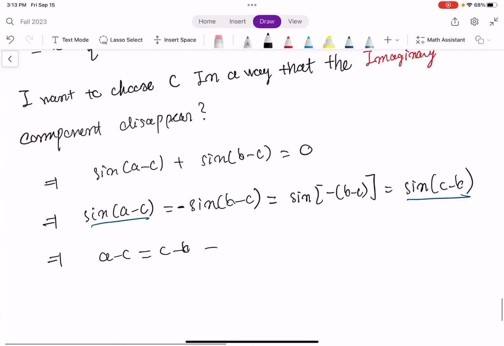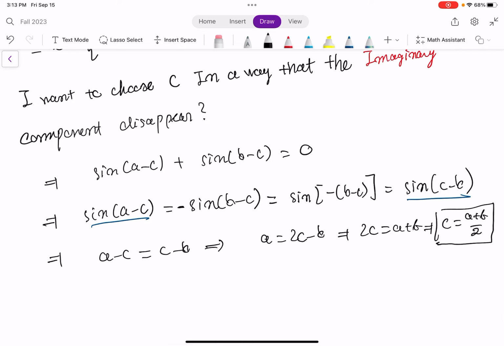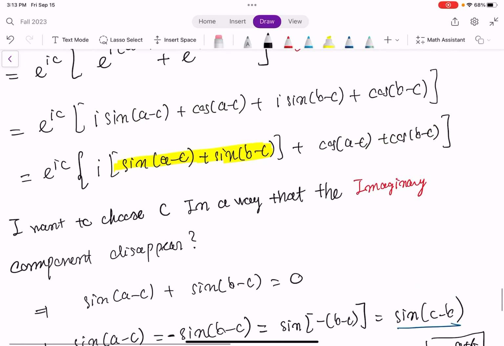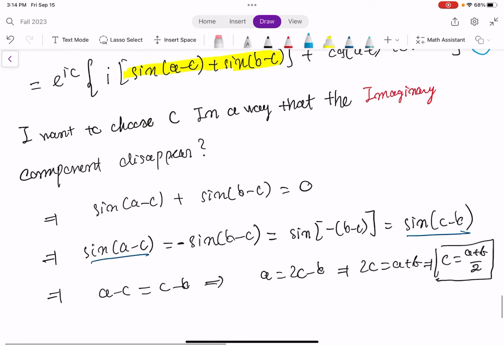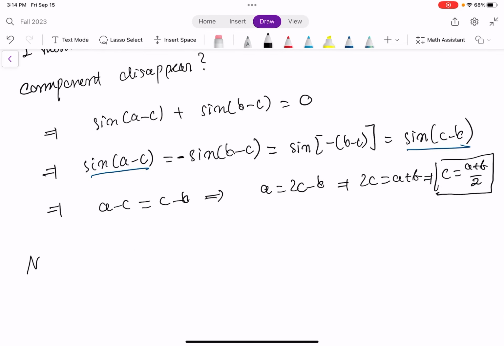So you can solve for c, right? You can add c to both sides, and you get a plus b equals 2c. So c is just (a plus b) over 2. Wonderful, this is your c. Now what you can do is plug c into, let's call this equation 1. Yeah, now we can plug c into equation 1. So we have what?